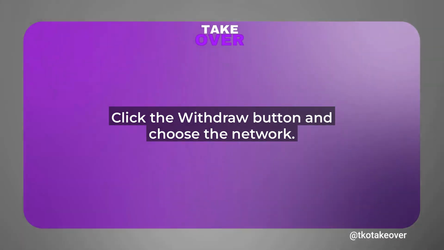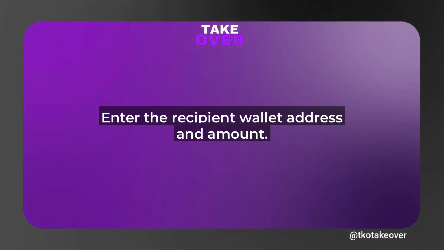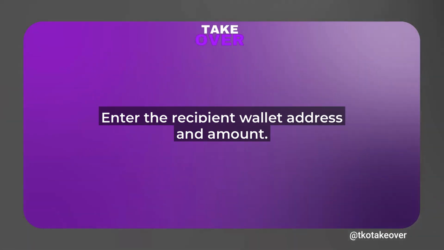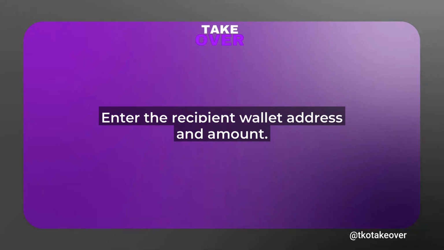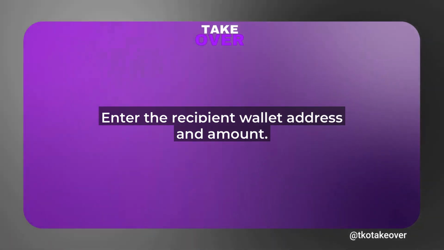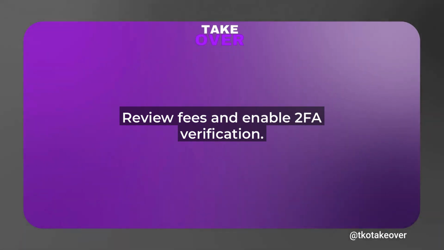You'll be prompted to choose the network, like Tron, Ethereum, or another compatible one. Pick the right one based on where you're sending your USDT. Next, enter the recipient's wallet address. Double-check this to avoid costly mistakes. Then, input the amount you want to withdraw and review any fees or minimum limits displayed.